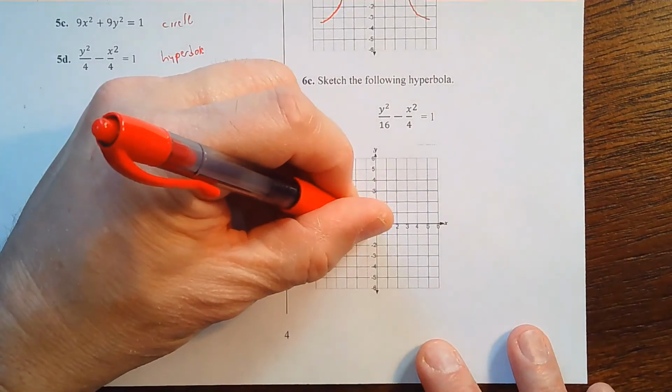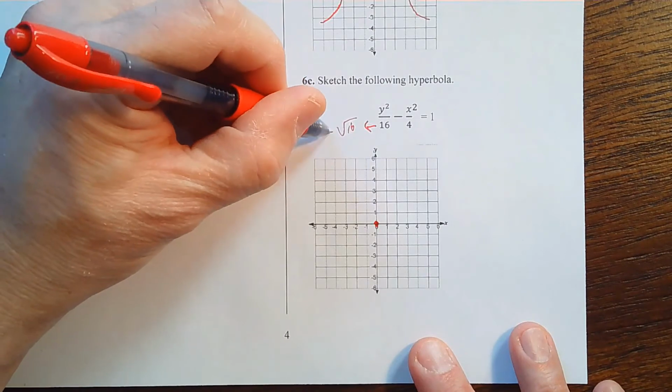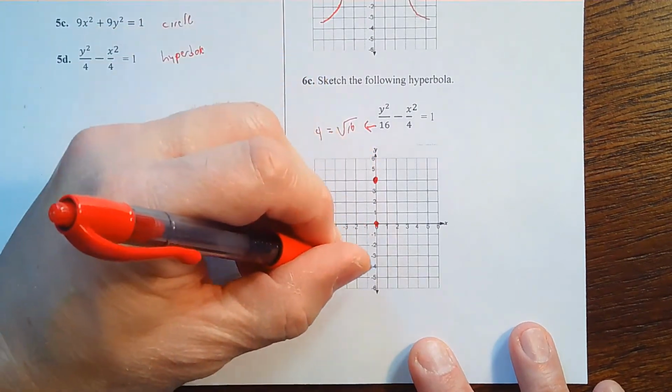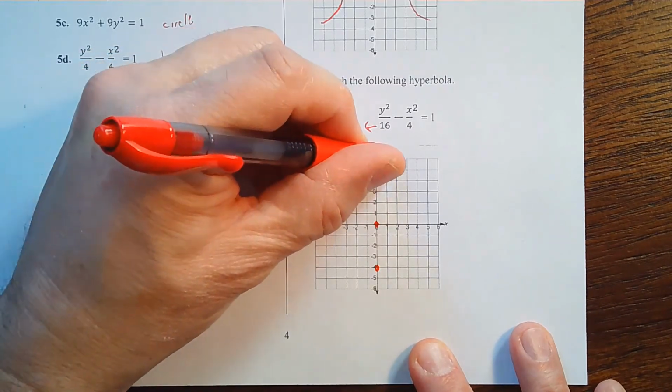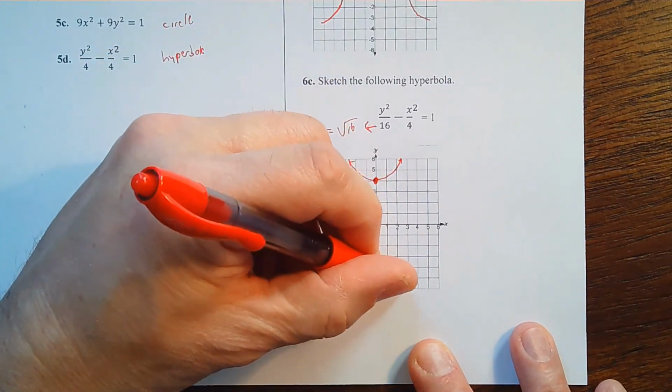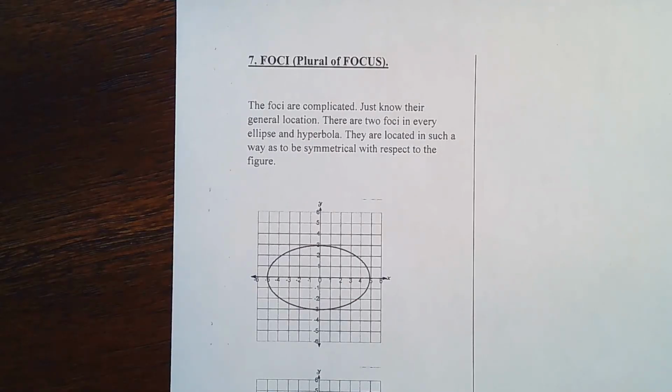Our center's at 0, 0. Underneath the y squared is a 16. The square root of 16 is 4. So I'm going to count up 4 and down 4. And because the y squared is first, our curves are going to go upwards and downwards, or face upwards and downwards openly. And there's our shape.